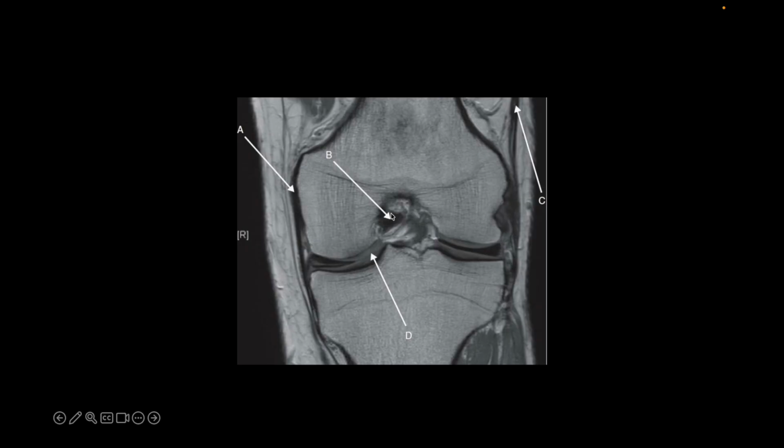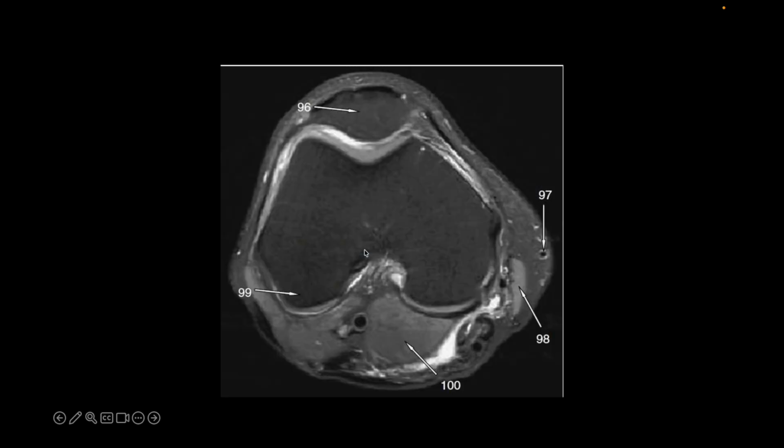B would be your PCL, it's coming from medial and then going laterally, and then this would be your ACL coming from lateral going medially, and then C would be your iliotibial band. D would be the articular cartilage of the medial tibial plateau. This is the tibial articular cartilage, this is the femoral articular cartilage.